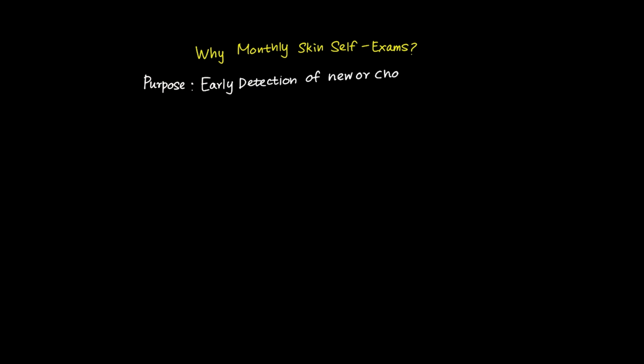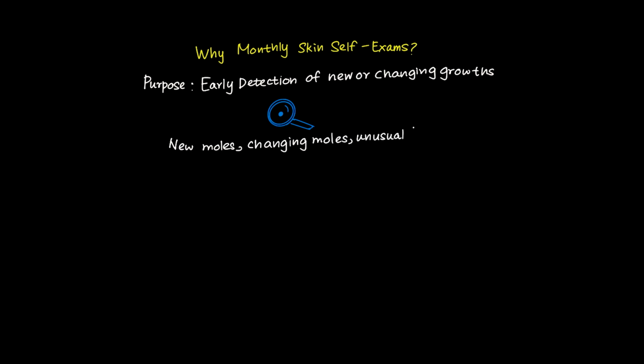Straightforward but important. Why do we tell patients to do monthly skin self-exams? The answer is early detection. The whole point of regular self-examination is catching new or changing growths before they become a serious problem. Skin cancer, particularly melanoma, has a dramatically better prognosis when caught early. A fair-skinned patient with a family history of melanoma is at higher risk, which makes self-screening even more critical.